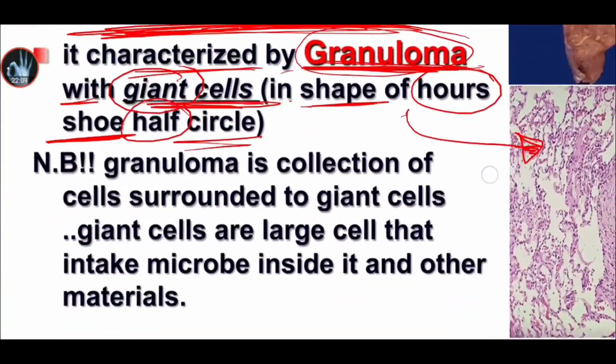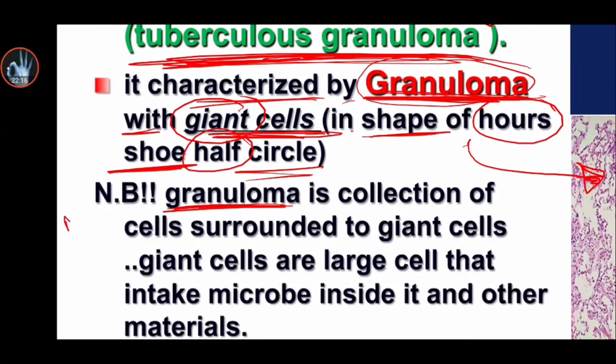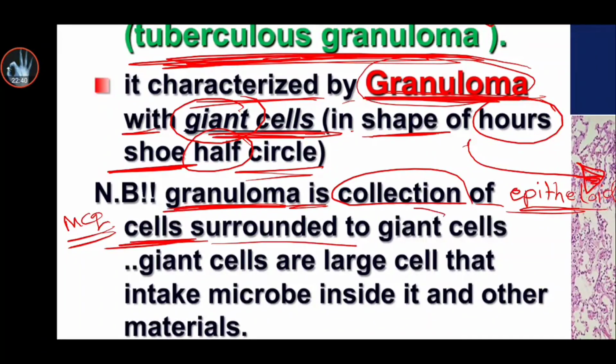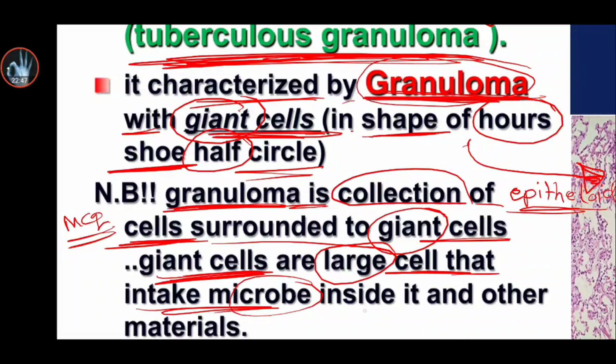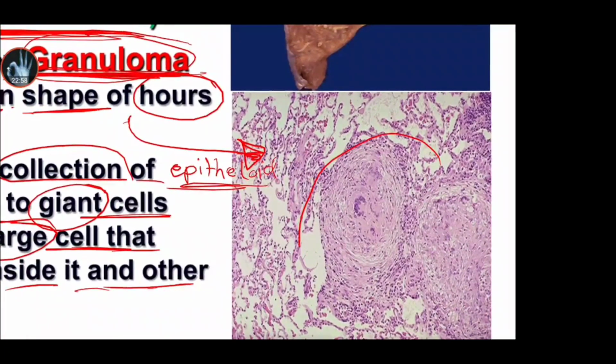The definition of granuloma is one of the most important questions that come up, in MCQs or as a definition. Granuloma is a collection of epithelioid cells surrounded by giant cells. The giant cells are large cells that take microbes and other materials inside them. So this whole picture here is called a granuloma.